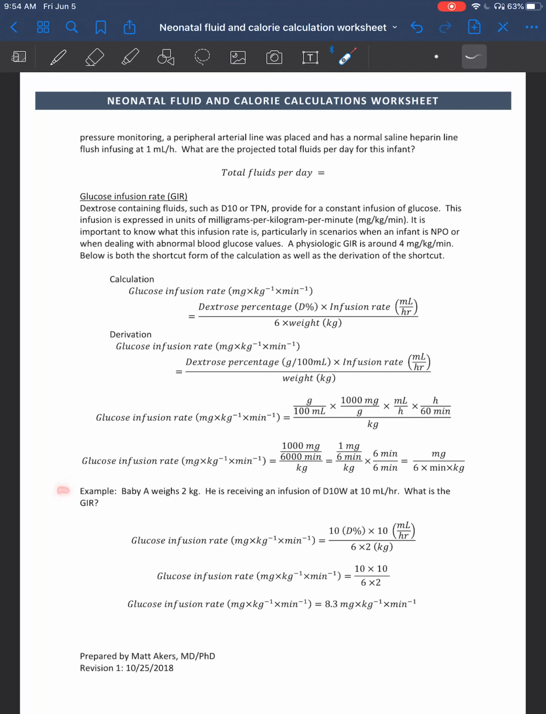So let's look at an example. Baby A weighs 2 kilograms. He's receiving an infusion of D10 at 10 milliliters per hour. What is the GIR? To find the glucose infusion rate, we'll take the percent of dextrose. D10, the percent dextrose is 10. Multiply it by the rate, 10 milliliters per hour, and divide all of that by the conversion factor 6 times the infant's weight. Working those numbers, we get a glucose infusion rate, or GIR, of 8.3 milligrams per kilogram per minute.